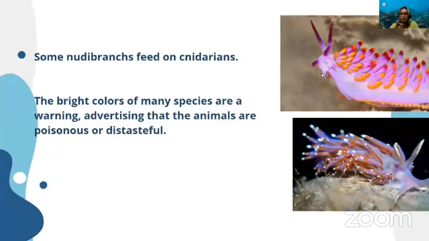Here you can see these are nudibranchs, where you can see the projections here. Some nudibranchs feed on cnidarians, and they are very bright and very colorful. It's a kind of warning signal for their predators. The color is a kind of warning sign.